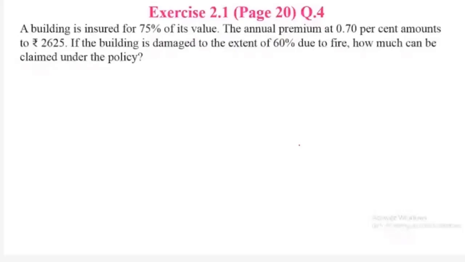Okay. Question number 4 now. A building is insured for 75% of its value. Building is insured for 75%. So what is 75%?